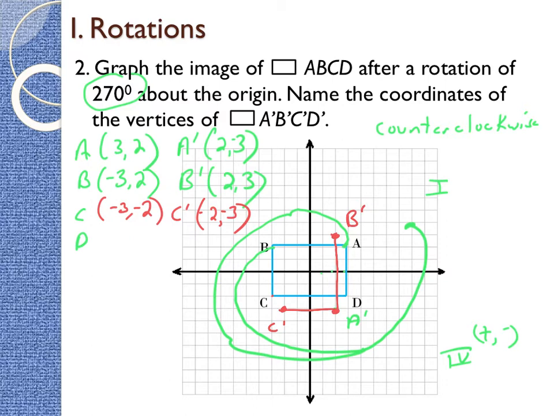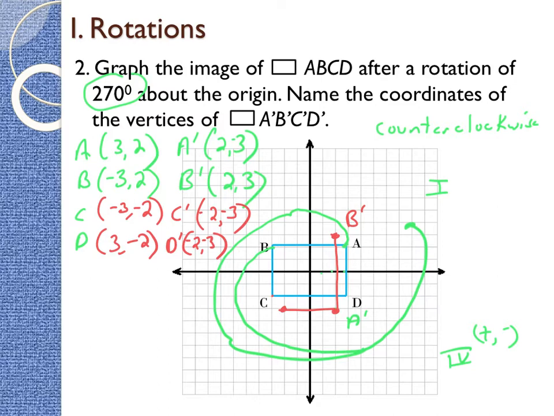Then we're going to do D. D starts out 3, negative 2. So D prime we're going to reverse. And it's going to go over 1, 2, 3. It's going to the third quadrant. Okay, C was negative 3, negative 2. So it crossed 1, 2, 3. C prime, I should put that in the wrong place.